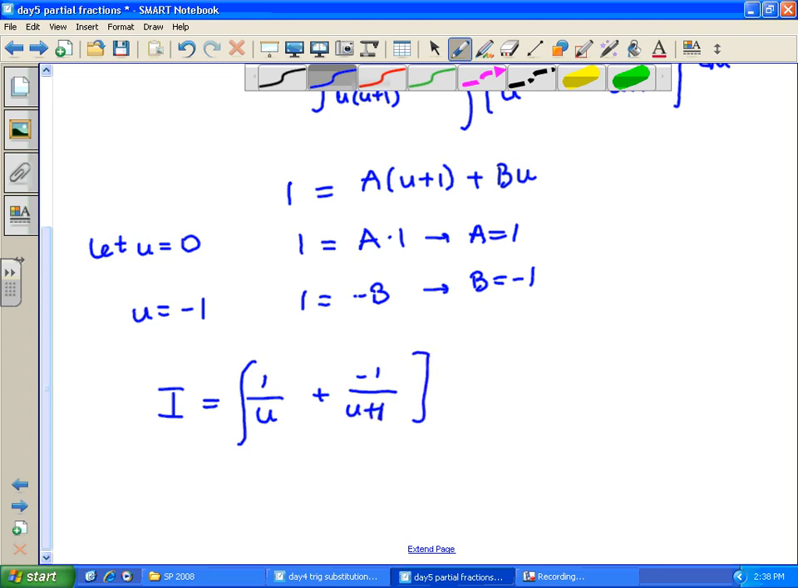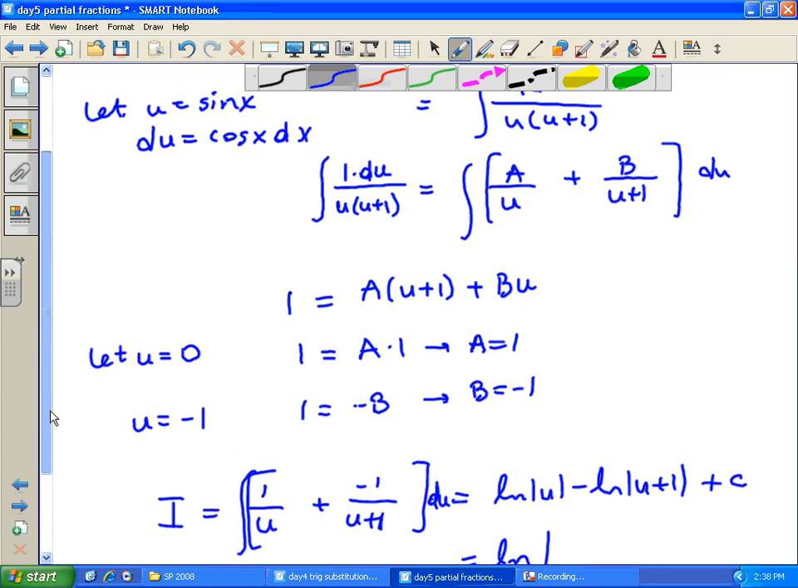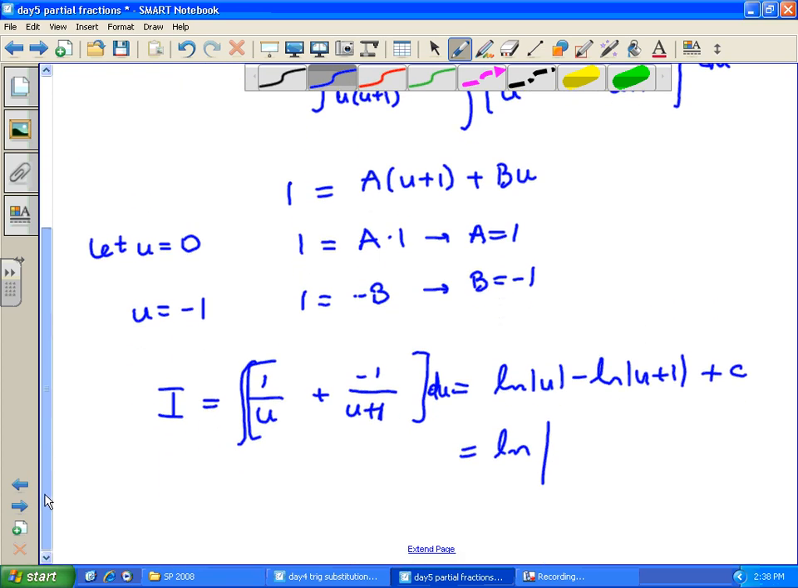Of course, both of these are very simple to integrate. And we get ln of u minus ln of u plus 1 plus c. We can combine them into a single ln while at the same time placing the value for u in there. And remember that u was sine x. So we get ln of sine x divided by sine x plus 1 plus c. And again, the reason I have it in the quotient format is because I had ln a minus ln b. That can be written as ln of a over b.